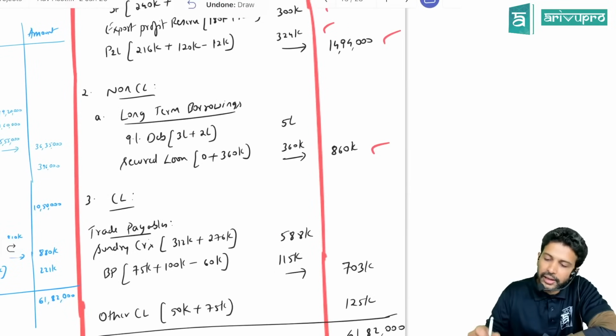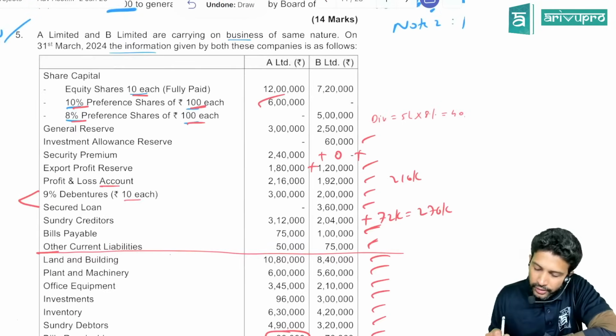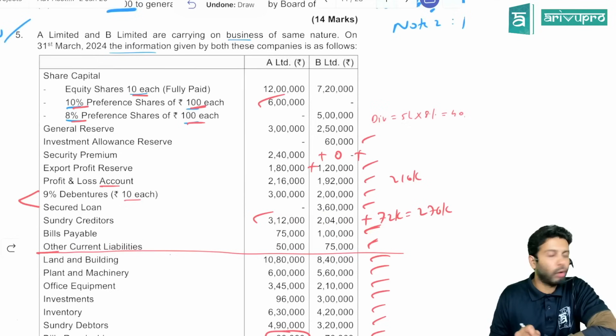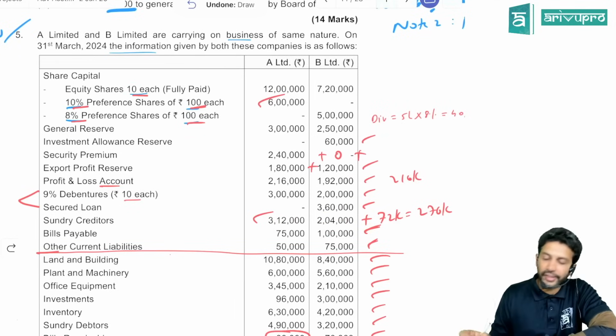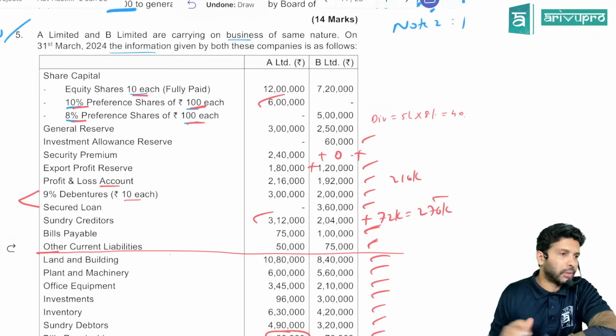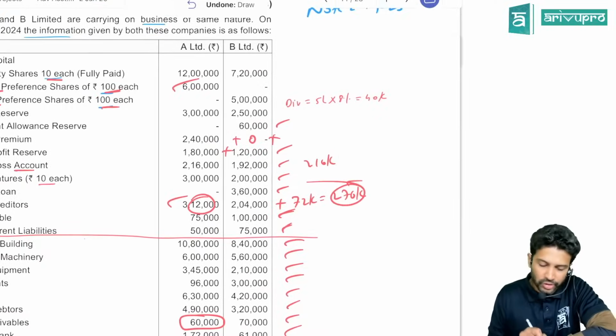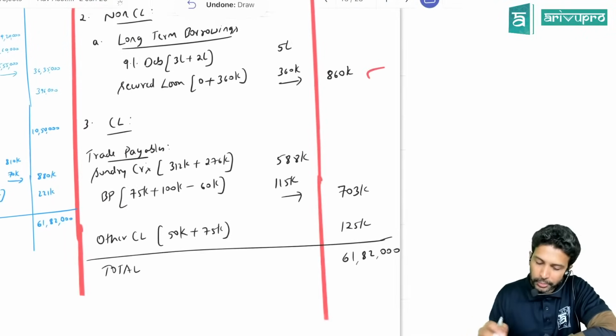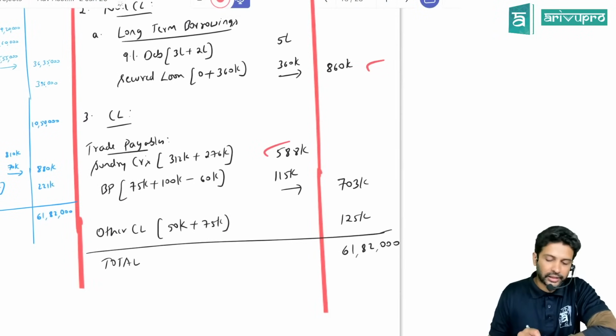Then is your current liability. Okay, trade creditors, can I take 312? Yes. But here can I take 204? No. 204 plus 72. How much is that? 276. So what about mutual owings? Mutual owings is not from creditors, it is from bills payable. So add these two. 312 plus 276, how much? 312 plus 276 is 5 lakh 88,000.